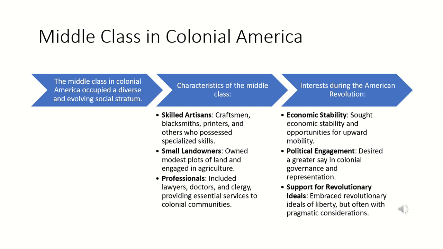During the American Revolution, the interests of the middle class were shaped by their unique position. Economic stability was a primary concern, as many in the middle class sought opportunities for upward mobility and the security of their livelihoods. They desired a more significant role in colonial governments and representation, advocating for a greater say in political decisions. The middle class often embraced revolutionary ideals of liberty and self-determination, although they approached these ideals with pragmatic considerations.